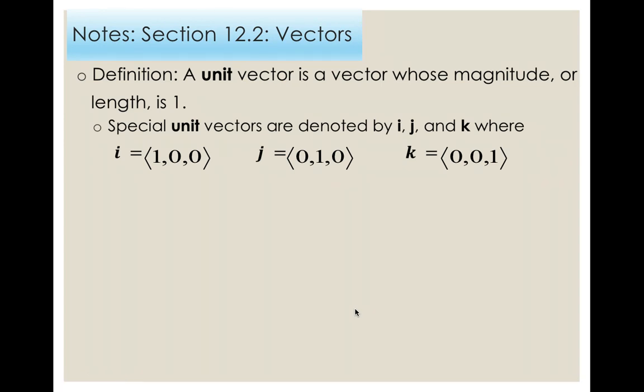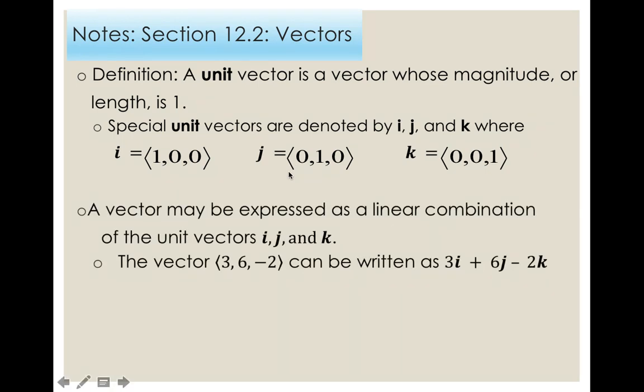Unit vectors. A unit vector is a vector whose length is 1. Here are some special unit vectors, and hopefully you can see that their length is 1 if you did the magnitude of i, j, or k. So when you think of i, j, and k, i is the vector here that terminates at 1, has a terminal point.